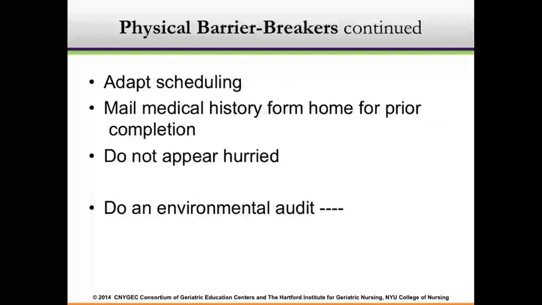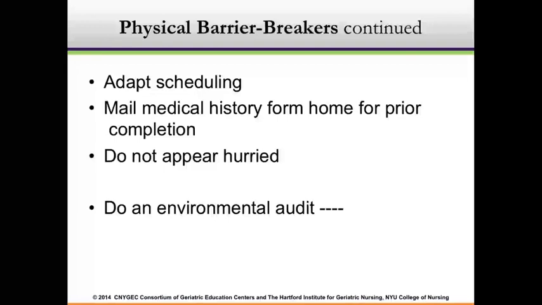Again, adapt scheduling and mail medical history forms home if you can for prior completion. And don't appear hurried. That's the most difficult thing for healthcare professionals, because we know how harried and hurried you are. But if you can try to give them some undivided attention, you will have a much better outcome.